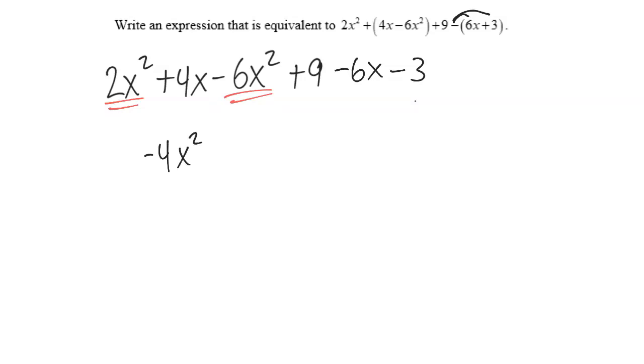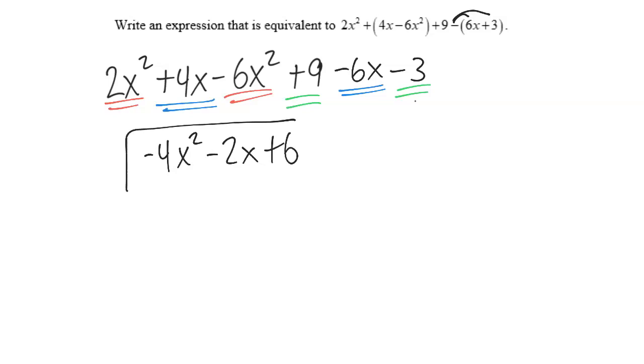The next thing that I notice is that I have a positive 4x here and a negative 6x here. Those two terms are alike since they both have x to the first power, and whenever I combine their coefficients, positive 4 and negative 6 will combine to give me negative 2x, and so I'm going to put minus 2x down next. And then finally, my last two terms that I have are plus 9 and minus 3. Those are both constant terms because they do not have x, and whenever I combine them, positive 9 minus 3 is going to give me plus 6.